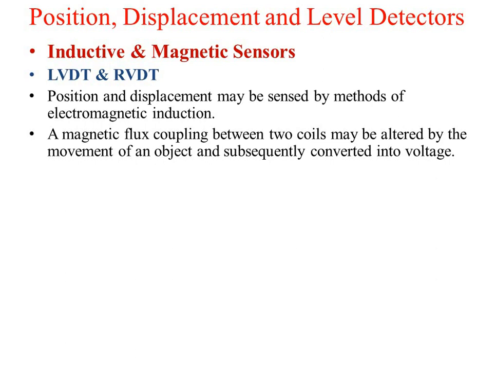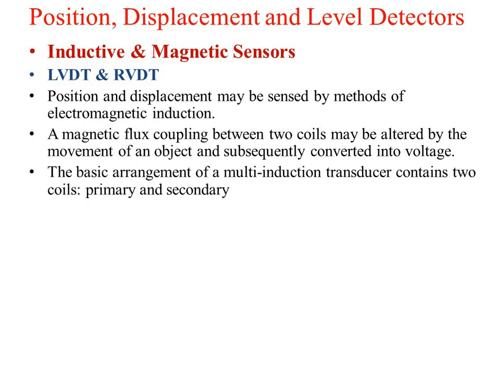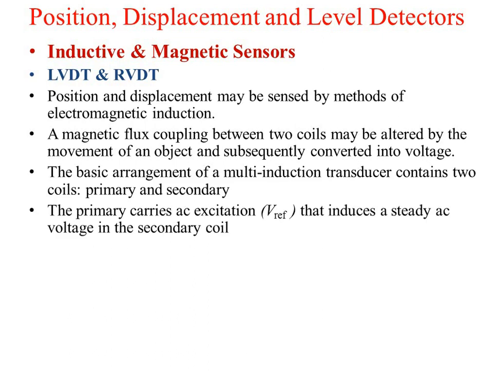And if I cut that generated flux with the help of certain ferromagnetic material in between the two coils, that obviously affects the voltage generated at the other end. This principle is used over here. The basic arrangement of the multi-induction transducer contains two coils: the first is the primary coil and the second is the secondary coil. The primary carries the excitation of V reference that induces a steady AC voltage in the secondary coil.